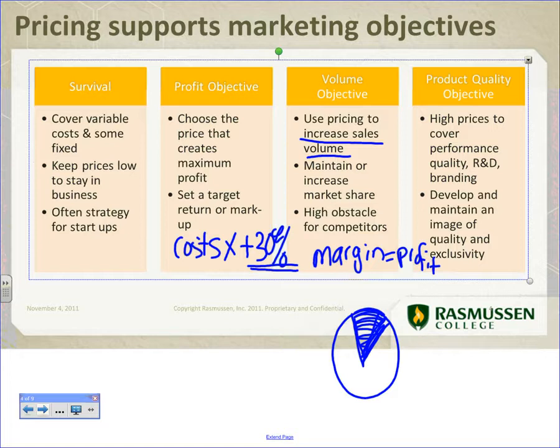Another reason to set your prices high, and this is kind of out of the cereal category, is to develop and maintain an image of quality and exclusivity. If you look at designer brands, this is what they do. They're not going to charge a lower price and sell in a discount warehouse because they want to maintain that image and that exclusivity that their consumers are willing to pay more money for.